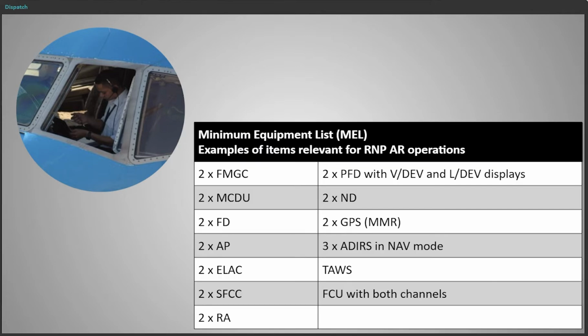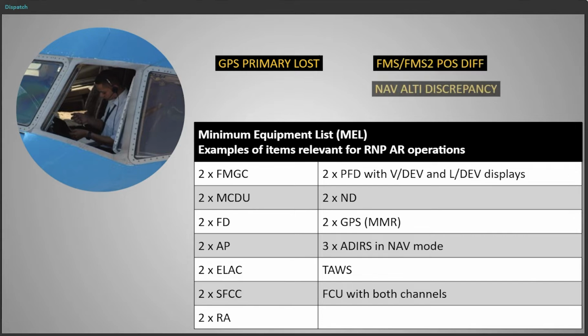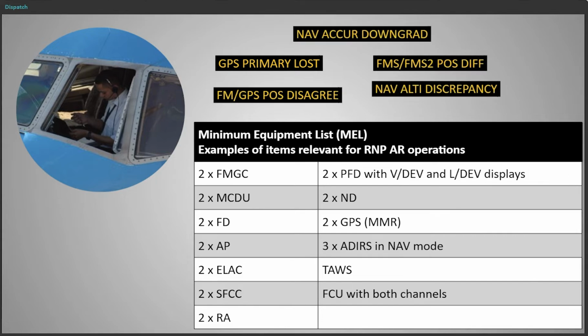At all times after departure, the A320 RNP AR capability needs to be monitored by the flight crew. Warnings or cautions may be triggered, indicating system malfunctions that the crew will need to respond to. Dispatching RNP AR flights with inoperative equipment is not recommended.